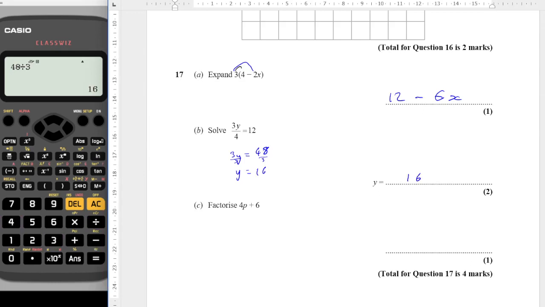And then factorise. I've got no algebra in both terms, so I can only take a number out as a common factor. 2 is a common factor of both 2 and 6. So we're looking at 2 times by 2p plus 3.